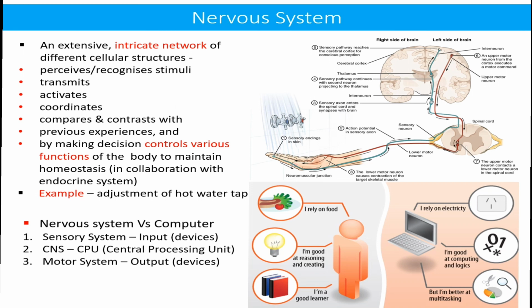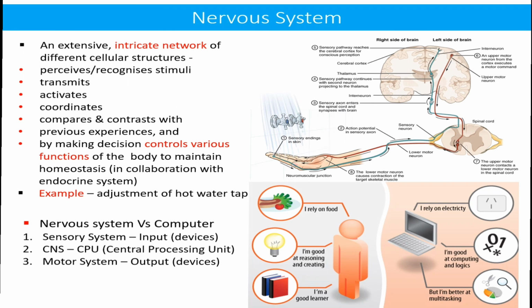Nervous system versus computer. Nervous system has got a sensory system which is represented in computer by input devices such as keyboard. Nervous system has got central nervous system as the central processing unit. This is represented in computer as CPU, the central processing unit. Nervous system has got a motor system which is represented in the computer by output devices such as monitor. Now let us see what are the differences.